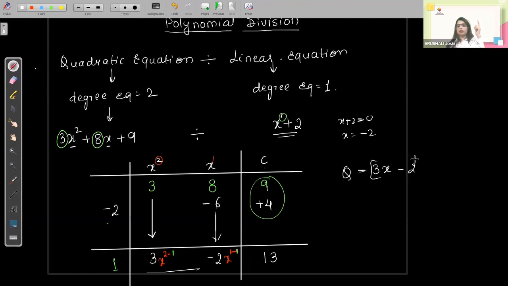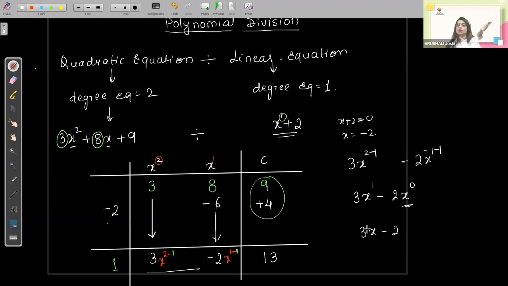Correct? Because x to the power 0. How many understood this? Wait 1 second. I'll write it like this properly. Suppose this is 3x raised to 2 minus 1. And this is minus 2 raised to x 1 minus 1. Correct? 2x raised to 1 minus 1. This will give you what? This will give you 3x raised to 1 minus 2x raised to 0. Anything raised to 0 is 1. So you will get 3x minus 2.